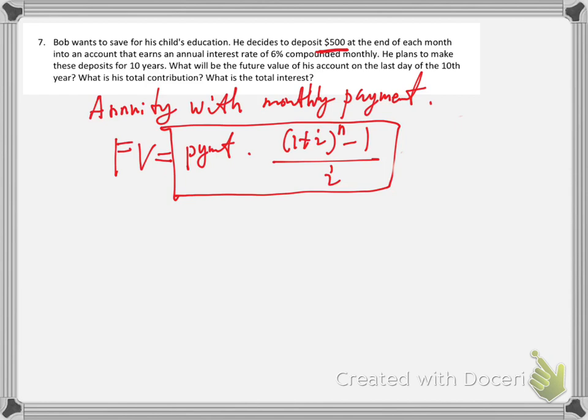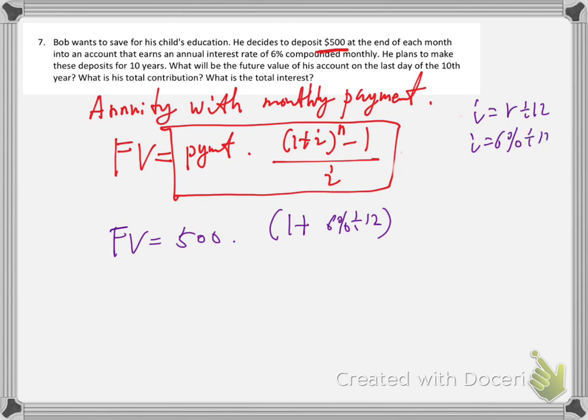So now what's the monthly payment? Monthly payment is $500. So what's the I? I again is R divided by 12 because this is compounded monthly. So 6% divided by 12. Again, I is R divided by 12, I is 6% divided by 12. And then same thing, so N will be how many years?